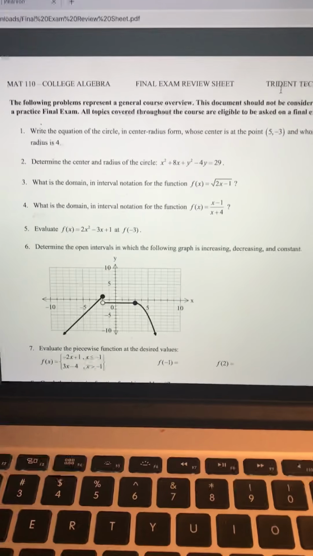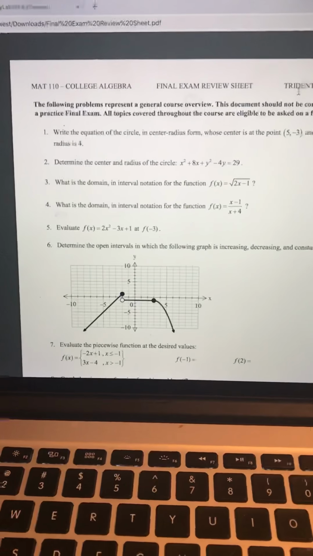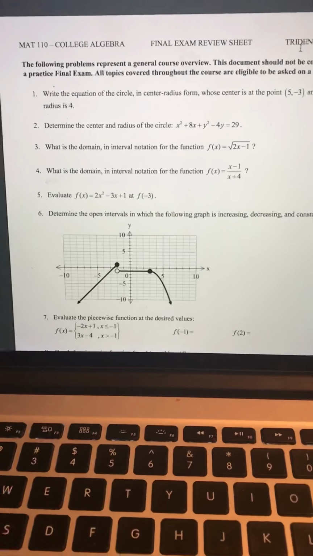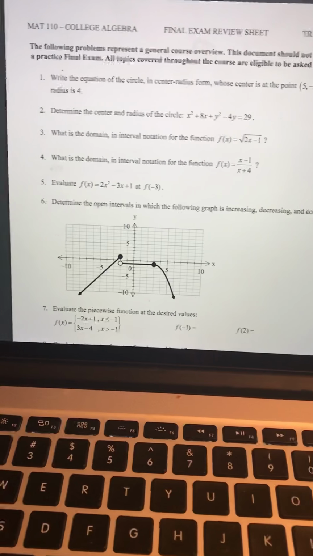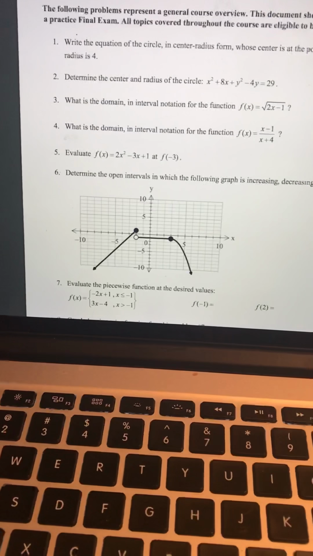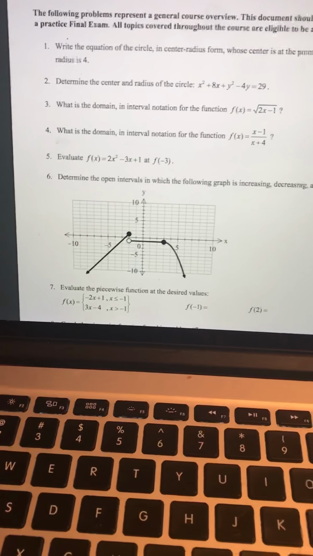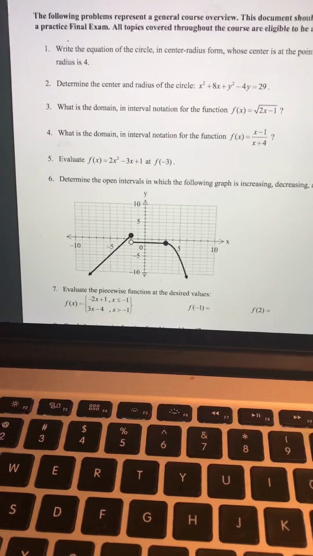Okay, this is part 2 of the video for explaining the final exam review for Math 110. Just did 1 through 4, so we'll pick up at number 5, which says to evaluate f of x equals 2x squared minus 3x plus 1 at x equal 3. That's actually not very good notation.